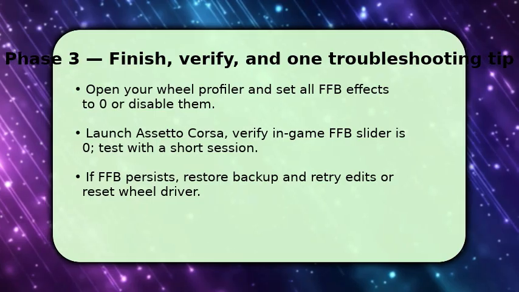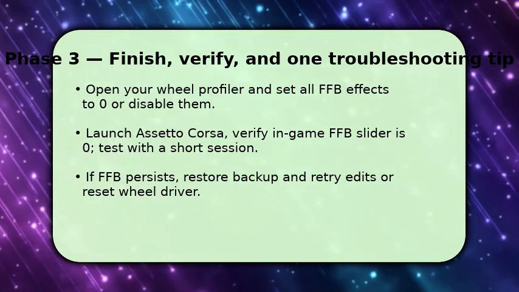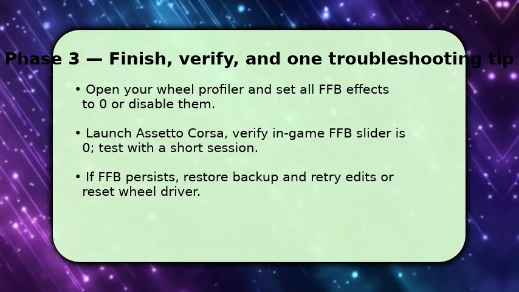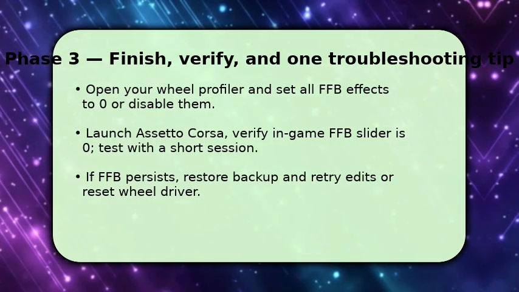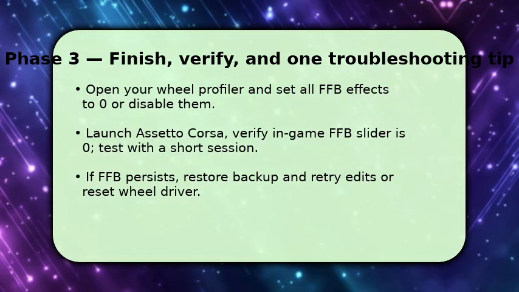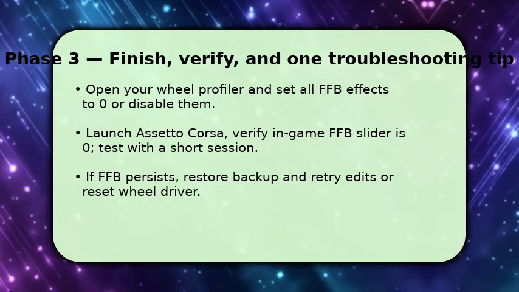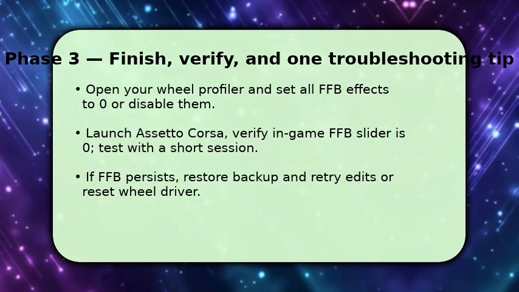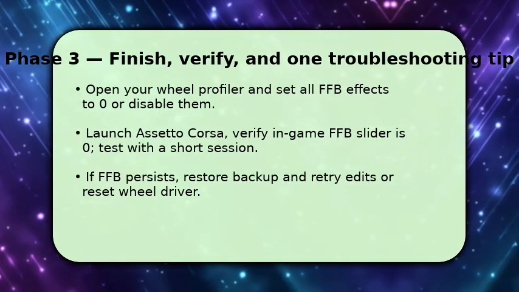Open your wheel's profiler, for example, Logitech, Fanatec, or Thrustmaster, and disable or set all force feedback effects to 0, including spring and damper. Then launch Assetto Corsa, confirm the in-game FFB slider is 0, and run a quick test drive to verify the wheel stays passive.